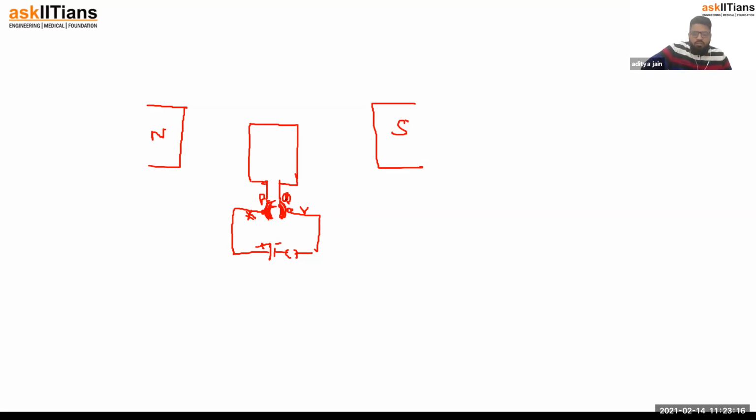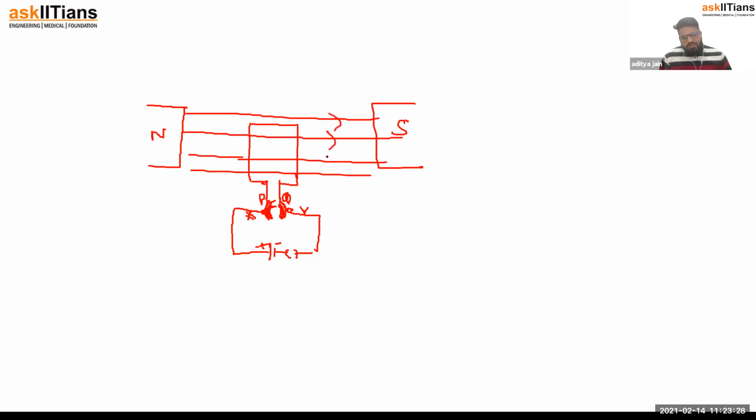These split rings will move along with the coil so that the coil will not get twisted. So that is the arrangement. This is the direction of magnetic field, from north to south pole.